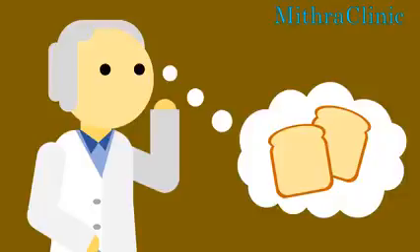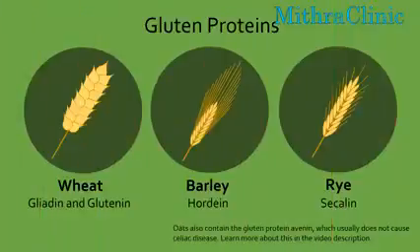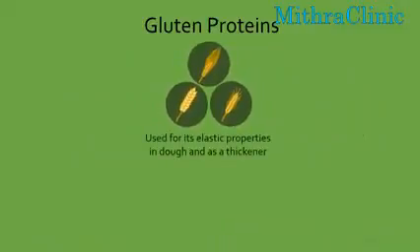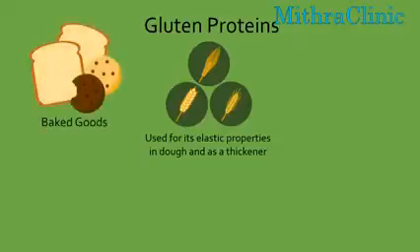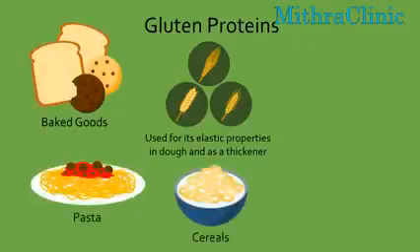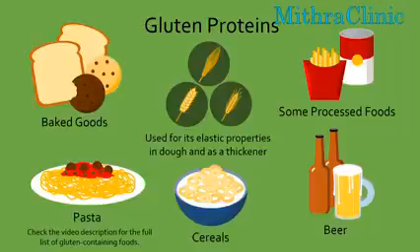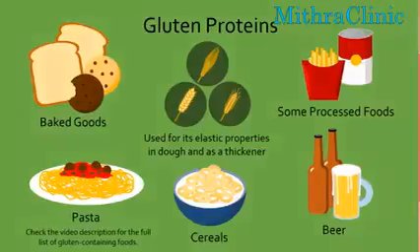But what's gluten? Gluten is a group of proteins found in wheat, barley, and rye. For example, in wheat, the gluten proteins are gliadin and glutenin. Derived from the Latin word for glue, gluten is responsible for making dough elastic and sometimes used as a thickener. So it's not surprising that it is found in most baked goods, pasta, cereals, beer, and even some processed foods like French fries and canned soups. What happens when someone with celiac disease eats any of these products?